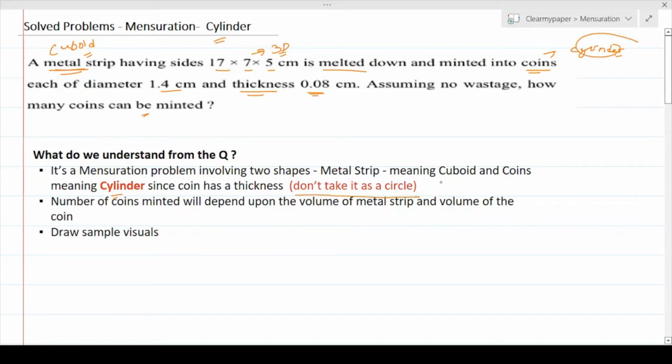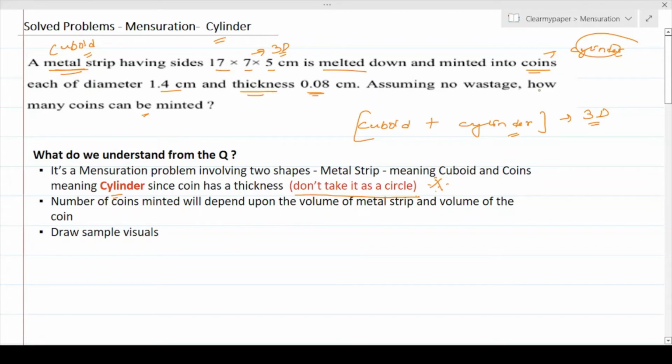Don't take it as a circle, okay? That's the most important thing. So now you know that it's a combination problem where you have a combination of a cuboid plus a cylinder. That means you should be knowing the formula for both, and both are 3D objects, okay? And now let's see what they're asking.